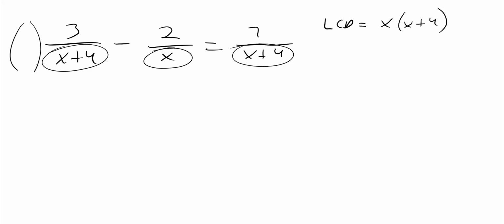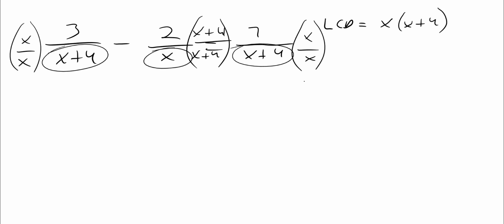So what do you multiply this one by? This one by x over x. What do you multiply this one by? X plus 4 over x plus 4. What do you multiply that one by? X over x. Okay, so these denominators are out of here.